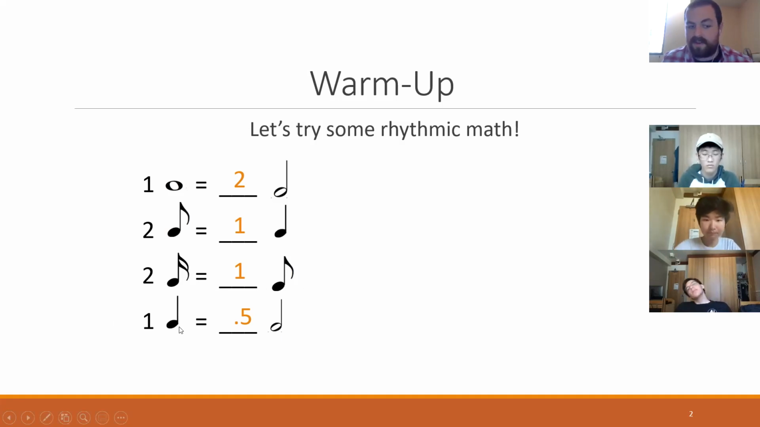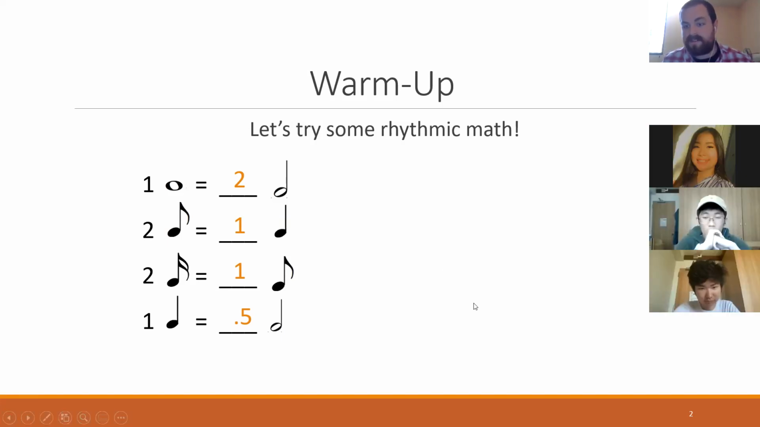And now here's something a little bit tricky. 1 quarter note is equal to half the value of a half note. It takes 2 quarter notes to equal 1 half note. So therefore, if we only have 1, that only equals half. And then do I hear a question? No. Okay. So those are kind of the straightforward ones.